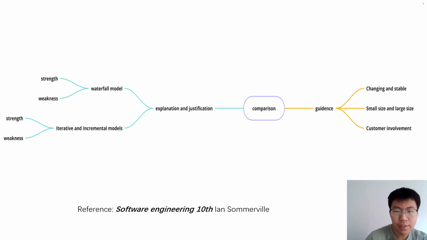And we need to make a decision on how to select the best method. I think there are three factors to think about. The first is changing and stable. Incremental software development, which is a fundamental part of agile development methods, is better than a waterfall approach for systems whose requirements are likely to change during the development process. This is the case for most business systems and software products.